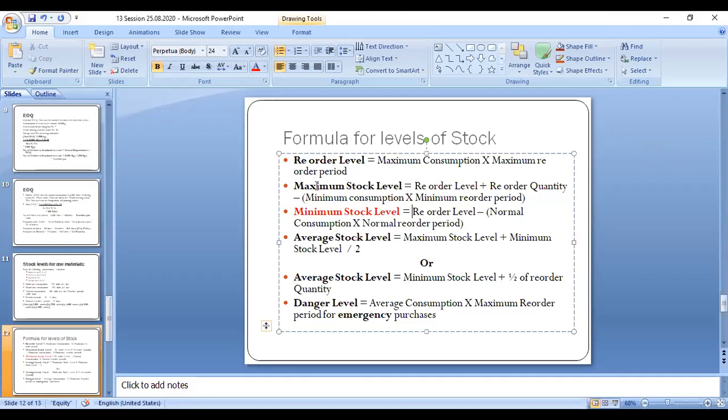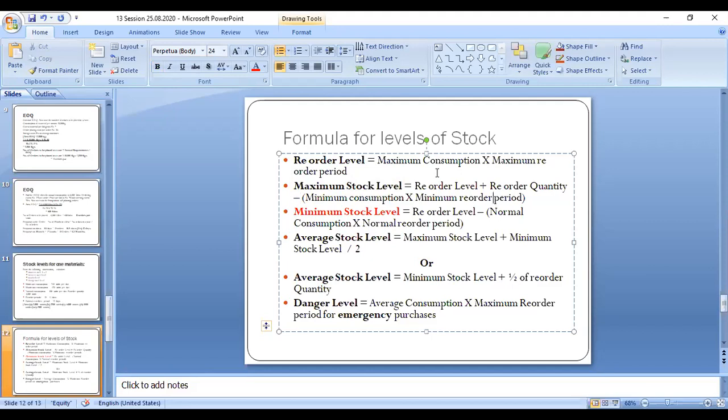For the maximum stock level, take the above formula answer, reorder level, plus reorder quantity, which means EOQ, the economic ordering quantity. In some problems the EOQ will not be given, only the information for the EOQ calculation. On the basis of that information you have to calculate the economic ordering quantity and apply that quantity here as the reorder quantity. Then the bracket I mentioned is a minus value, so we subtract minimum consumption into minimum reorder period.